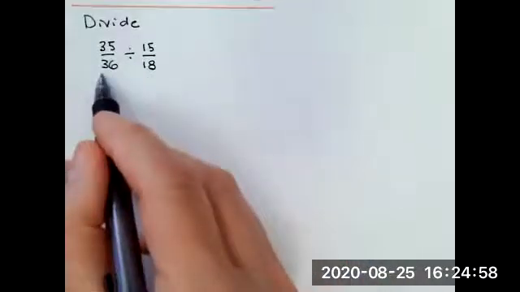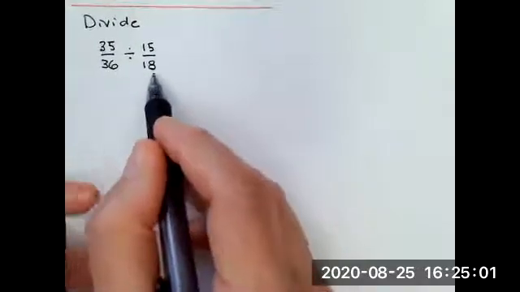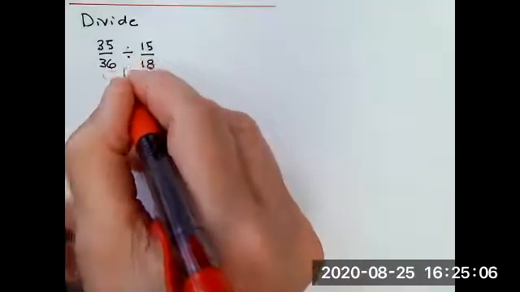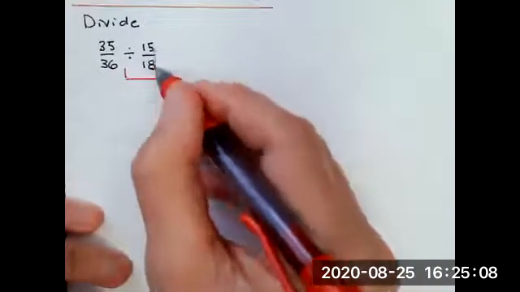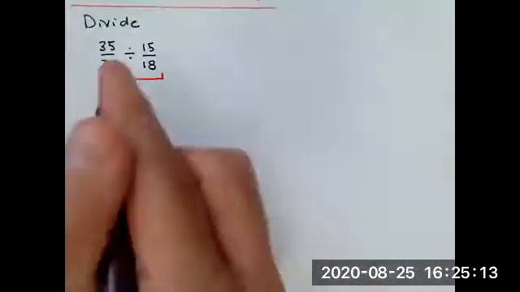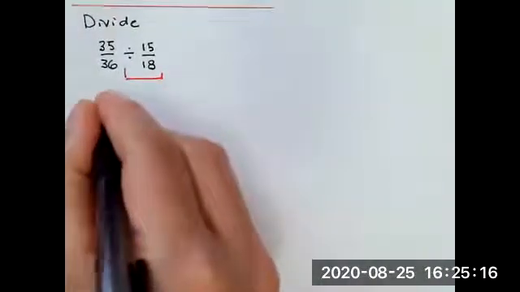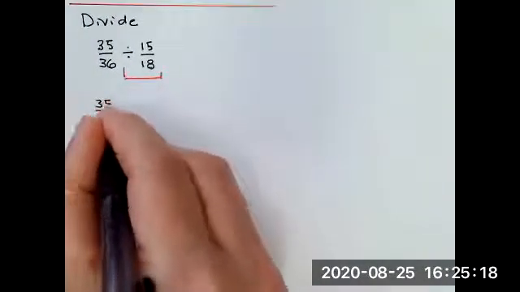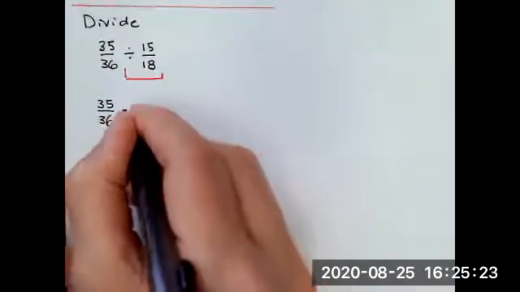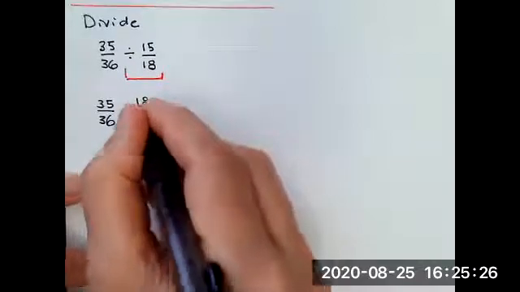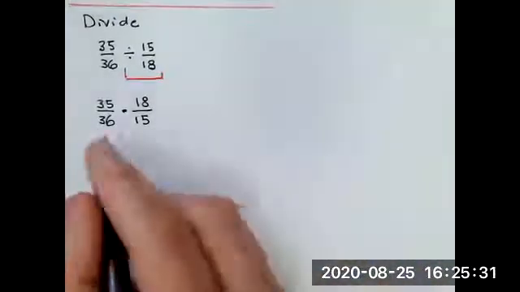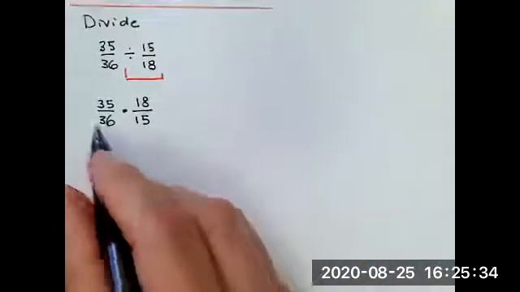All right, we have 35 over 36 divided by 15 over 18. So the number that's doing the dividing is 15/18. So this is the fraction that we rewrite. The number that you're dividing stays the same. And when you take the reciprocal, it changes to a multiplication statement. And then remember, you always reduce before you multiply.